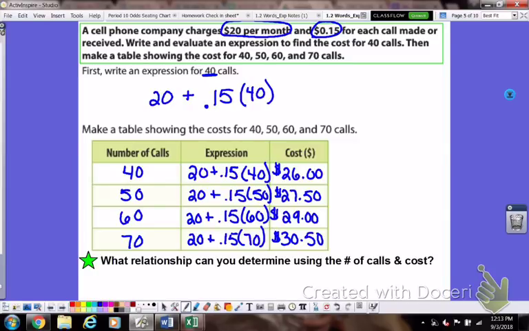We check out this little star at the bottom. What relationship can you determine using the number of calls and cost? So we see that our number of calls went up by 10 each time, 40, 50, 60, 70. Now if we look at our costs from 26 to 27.50, 27.50 to 29, and 29 to 30.50, the pattern there would be that it adds $1.50 each time. So what relationship could we determine? It costs us $1.50 for every 10 calls.